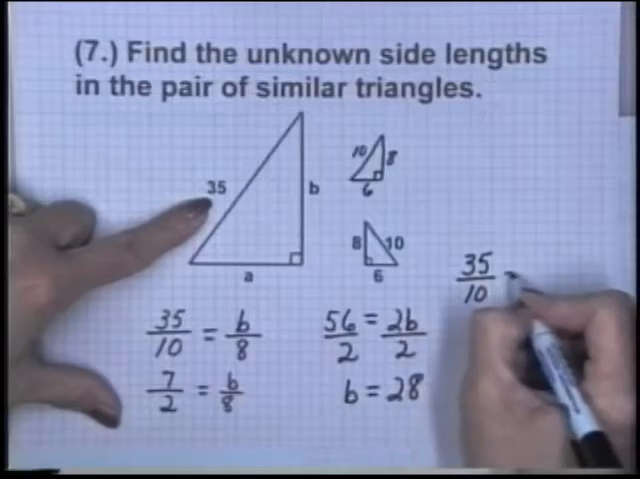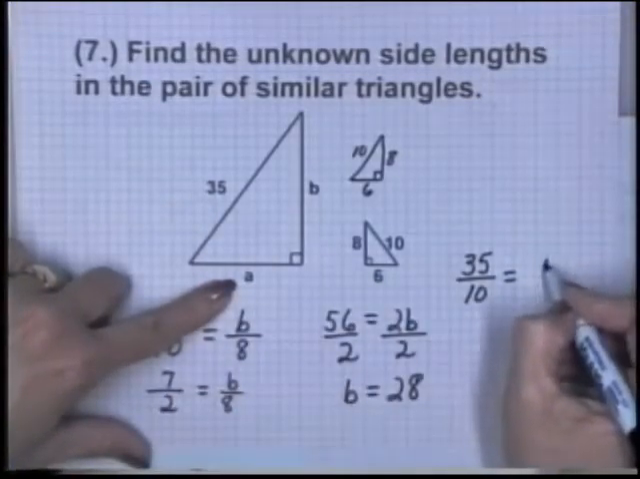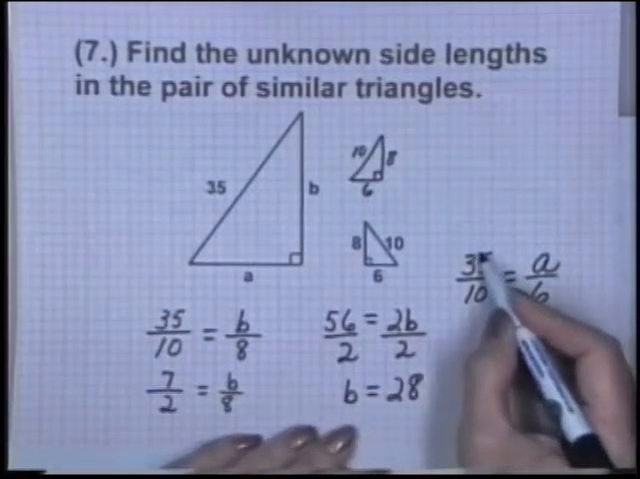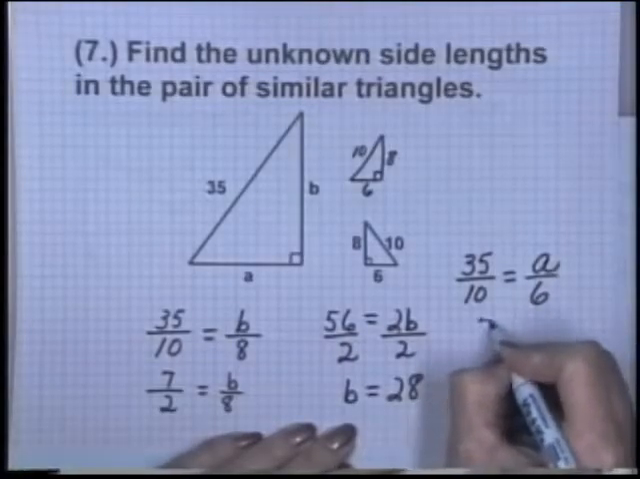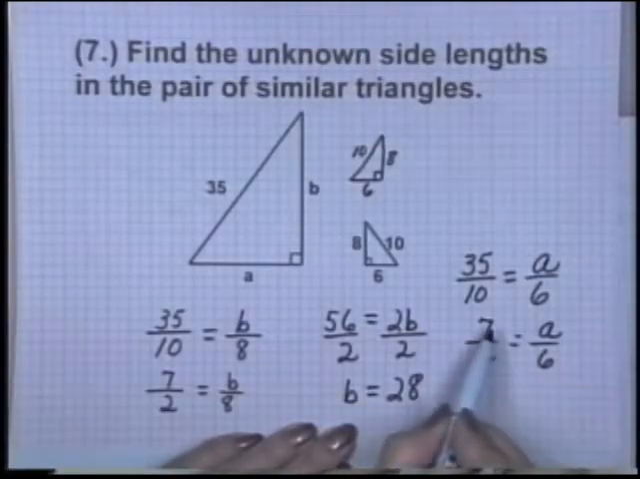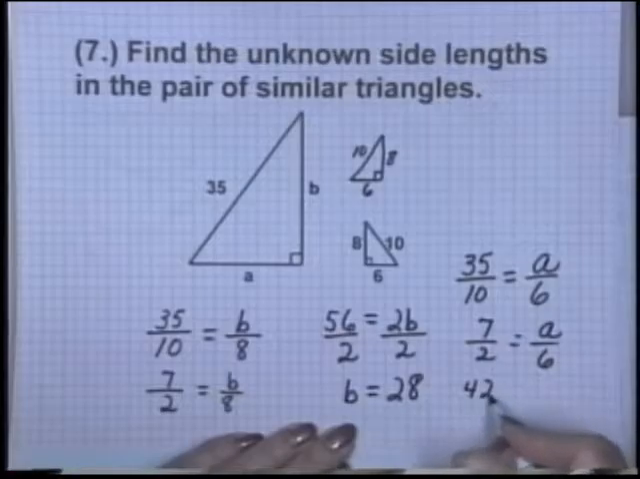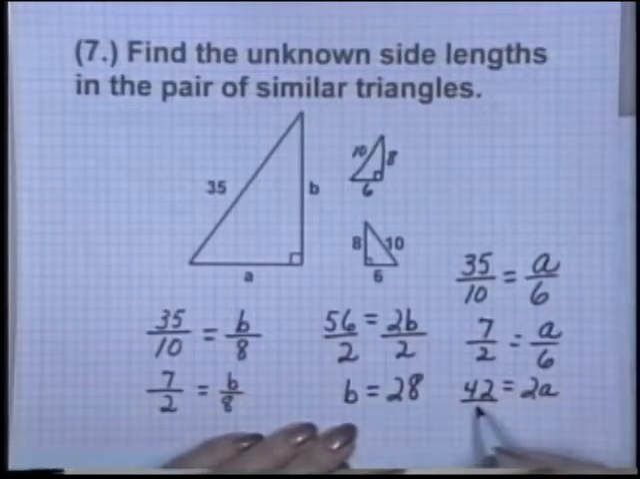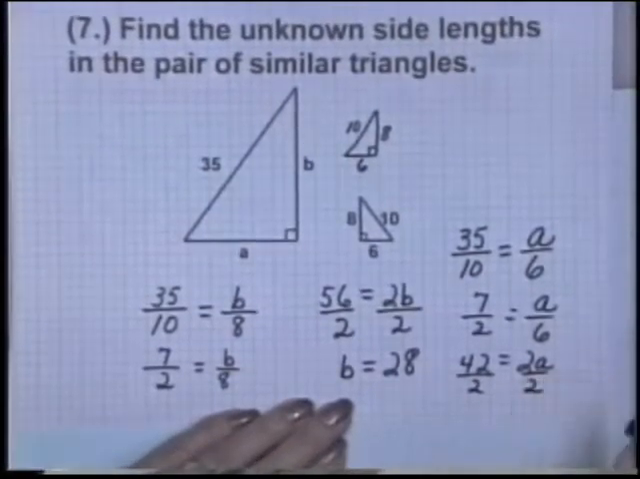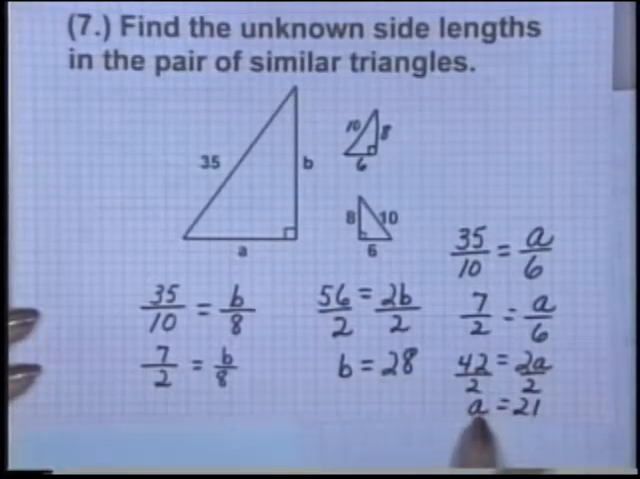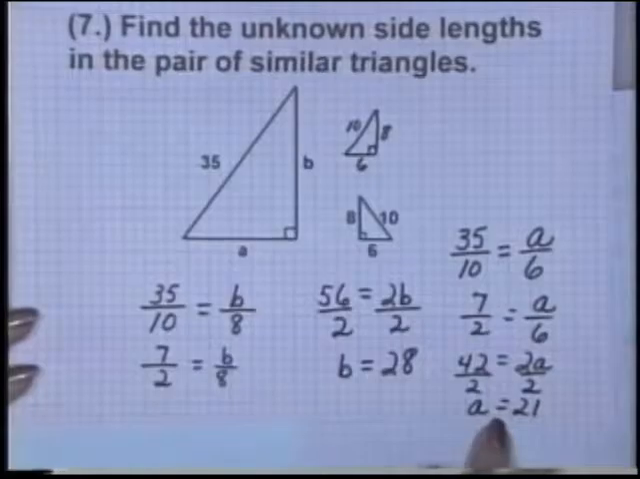35 is to 10, and in this case it will be as a is to 6. Now, once again, I would reduce the 35 tenths. I would use the 7/2. And then when I cross multiply, 7 times 6 equals 42, and 2 times a is 2a. We can divide both sides by 2, and we get that a equals 21. So the measure of side B is 28, and the measure of side A is 21.